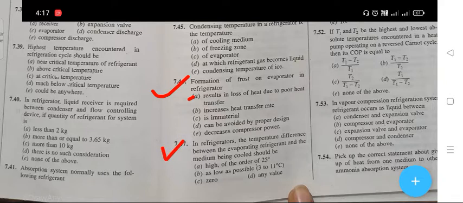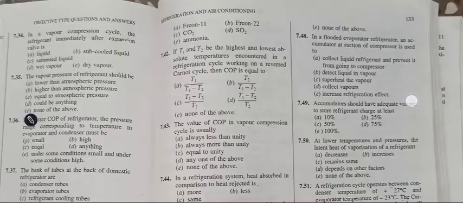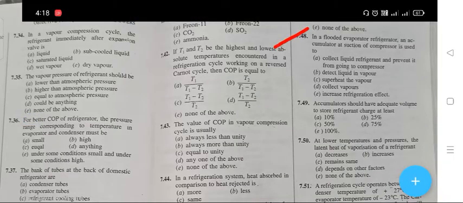The next question is, in refrigerators, the temperature difference between the evaporating refrigerant and the medium being cooled should be. The right answer is B, that is your as low as possible, 3 to 11 degrees Celsius. The next question is, in a flooded evaporator refrigerator, an accumulator at suction of the compressor is used to. The right answer is A, that is your collect liquid refrigerant and prevent it from going to the compressor.